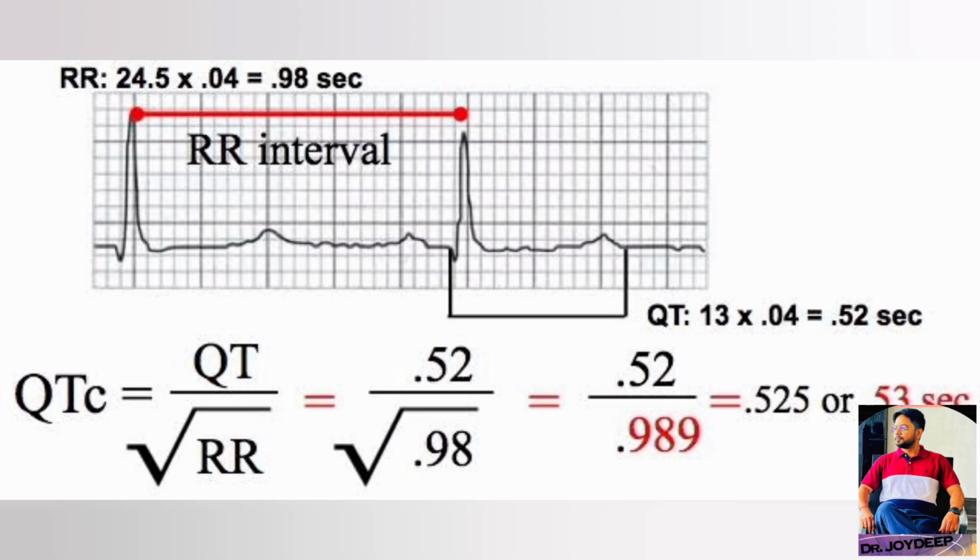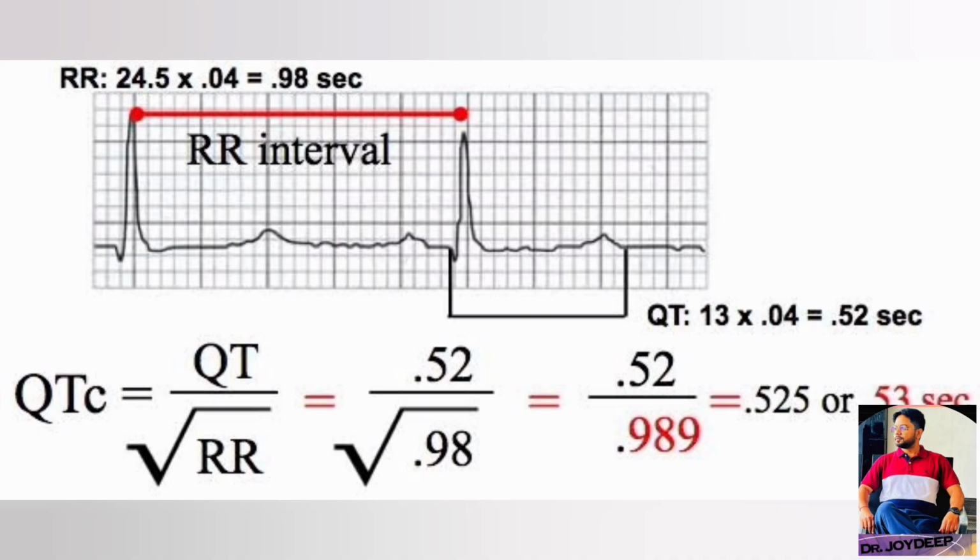In this diagram, we can see the RR interval is about 24.5 small squares. QT interval is 13 small squares. As we know, the duration of each small square is 0.04 second. So the QT interval will be 13 times 0.04, that is 0.52 second. RR interval will be 24.5 times 0.04, so 0.98 second.